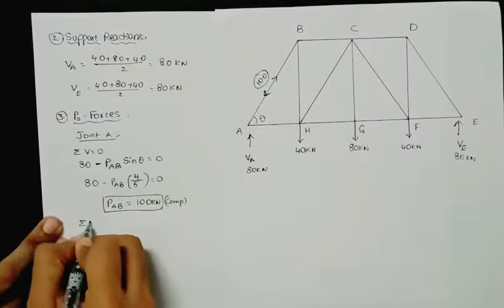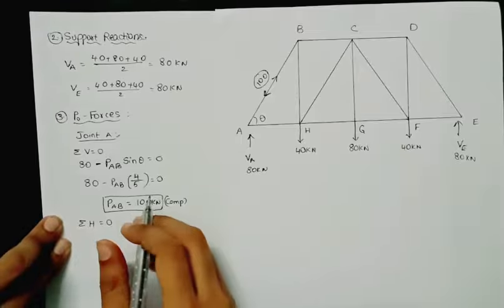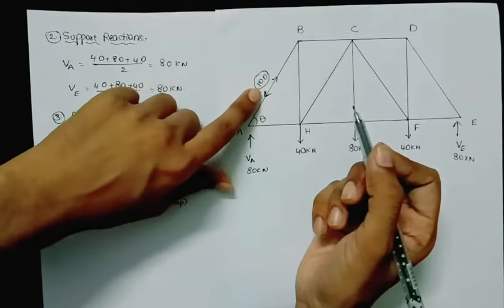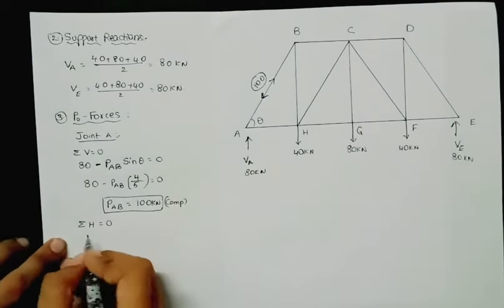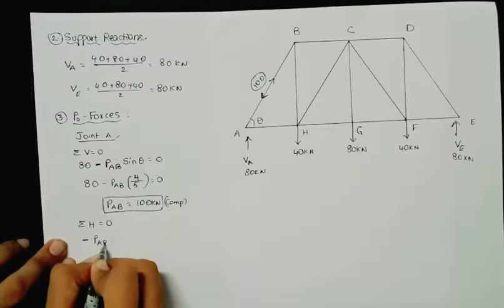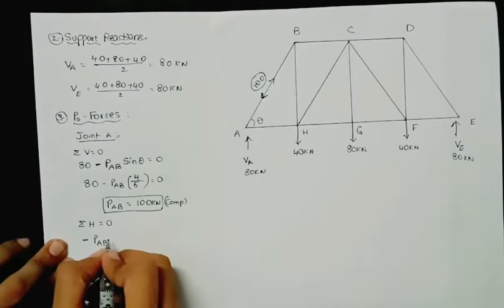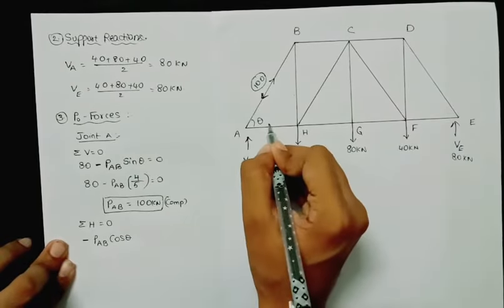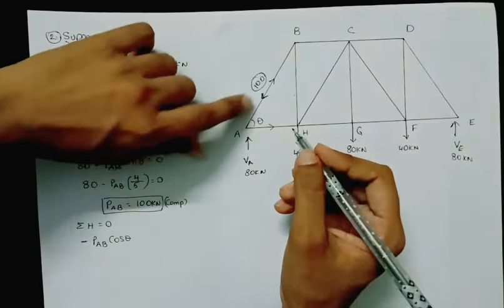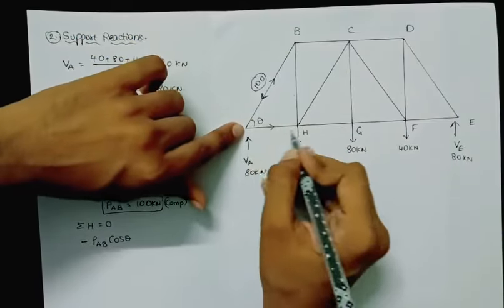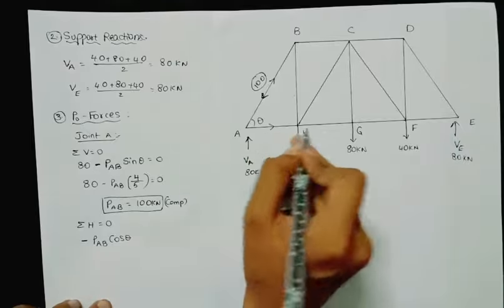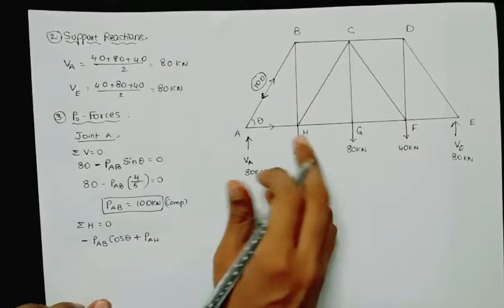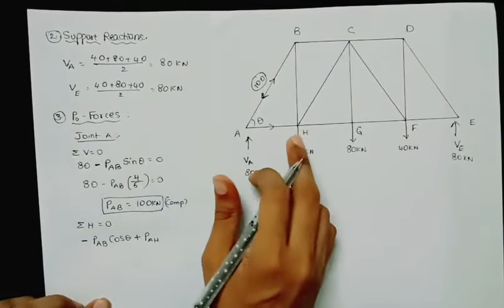Similarly I will apply sigma H equal to 0. If I resolve this member horizontally, this arrow will be in left side direction, so I will take minus PAB cos theta. Next, the force in member AH I am assuming in this direction, because this arrow was towards the joint, now I am assuming away from the joint. This is towards right side direction, so plus PAH. The member is AH, so the force will be PAH.